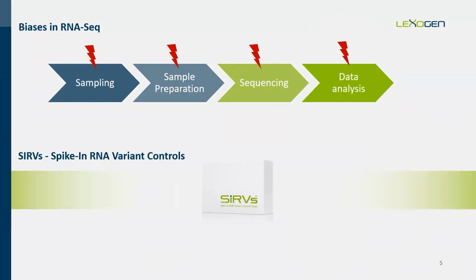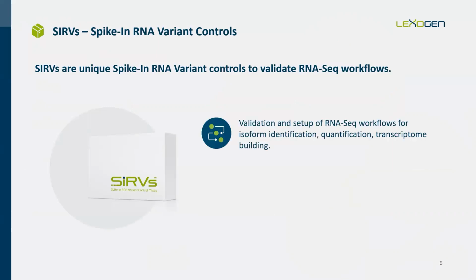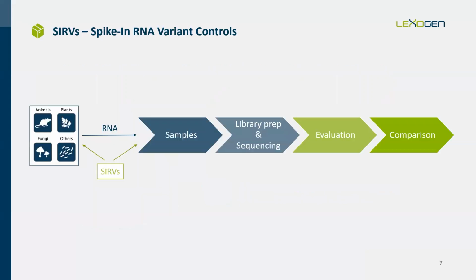Therefore, LEXOGEN offers external spiking RNA variant controls, or SERVs in short. SERVs are artificial RNA controls which allow you to validate the capacity of the RNA-Seq workflow to detect isoforms, quantify them, and set up and validate experimental and pipeline parameters. SERVs also allow better quality control of RNA-Seq datasets obtained from different labs or over time.